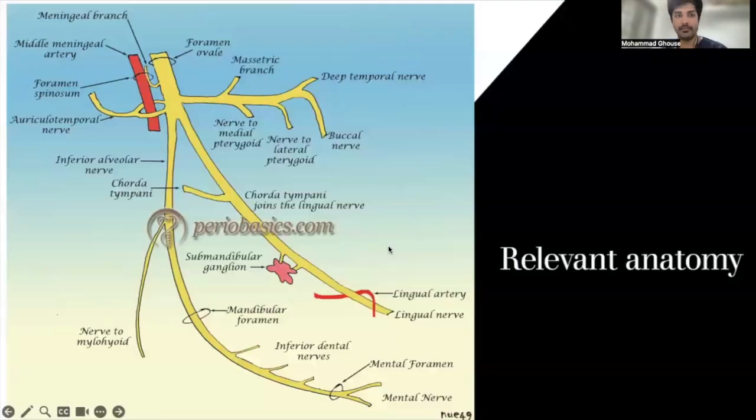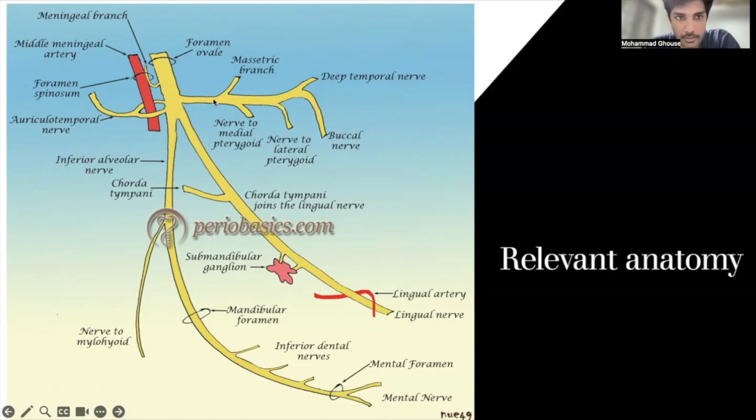So before starting this topic, I would talk about the relevant anatomy of inferior alveolar nerve and lingual nerve. As we all know, the inferior alveolar nerve and lingual nerve are branches of mandibular nerve, specifically the posterior division of mandibular nerve, which in turn is a branch of trigeminal nerve. As we all know, trigeminal nerve provides the neurosensory innervation to the face. So in this diagram, the mandibular nerve emerges through the foramen ovale, has its main trunk, which divides into its anterior division and the posterior division.